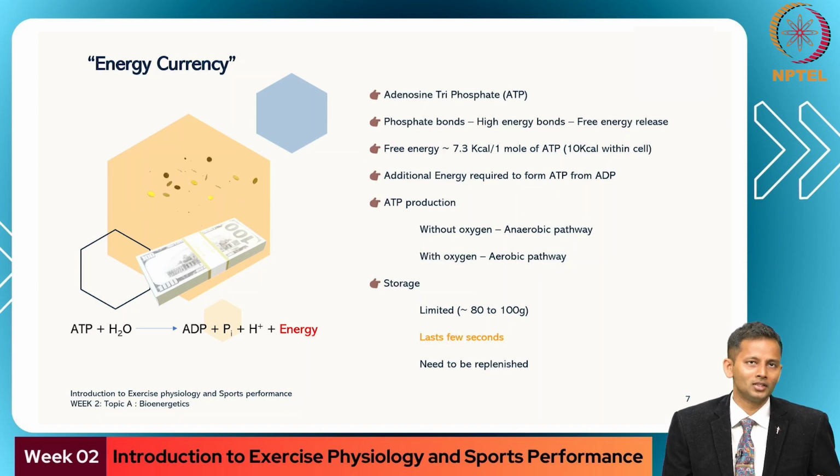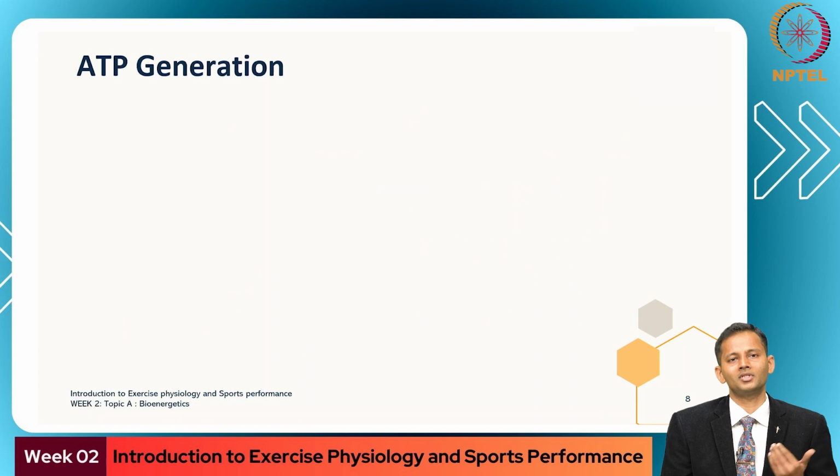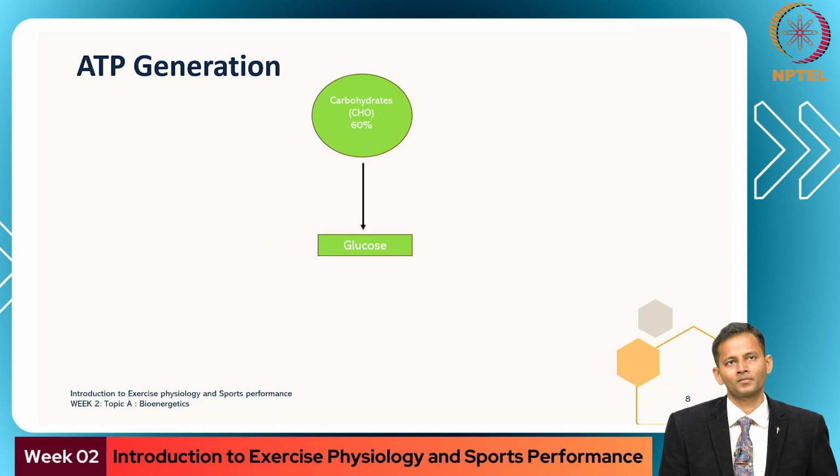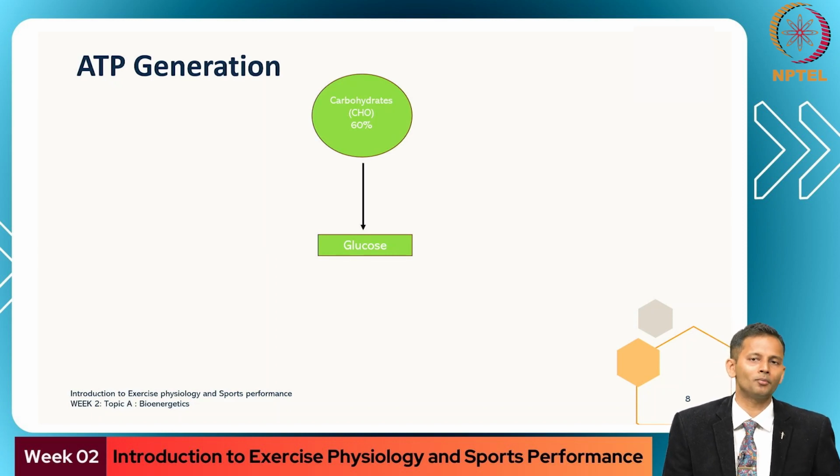So how does that happen? That happens by the process of ATP generation involving various macronutrients. Let's see one by one. We said that carbohydrate is one of the important energy substrates. It's one of the macronutrients. It is formed of carbon, hydrogen, and oxygen atoms, and it constitutes about 60% of the total diet that you eat. And this complex molecule is broken down, digested, and then converted into the simplest compound called glucose, majorly glucose, which we will focus on in this session.